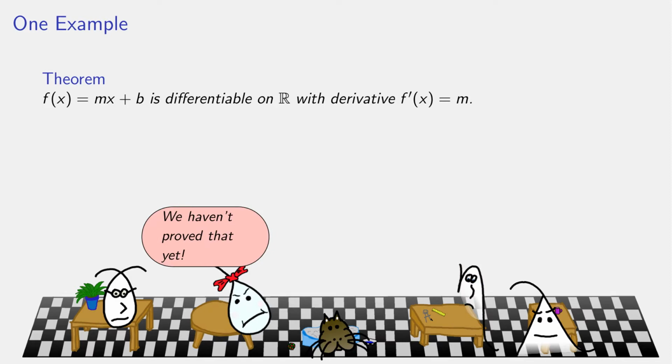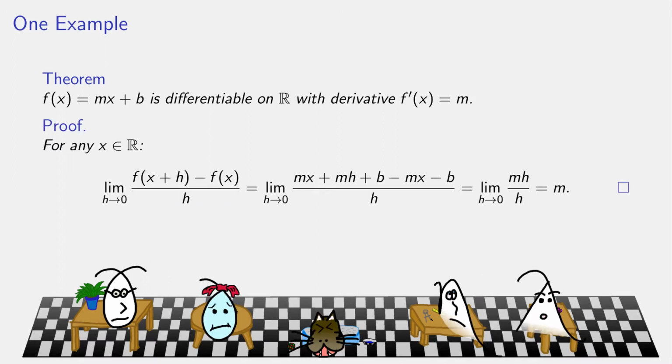We don't have a power rule yet, so we can't use it. Remember, we're not using results we haven't proved. All we have is the definition of the derivative. But the proof is pretty straightforward. We want to take the limit as h approaches 0 of f of x plus h minus f of x over h, and this is at any given x in the real numbers.